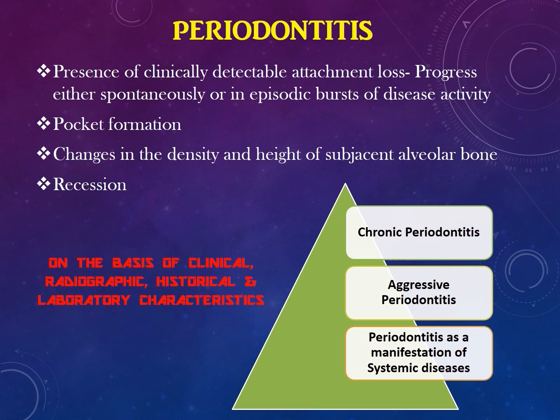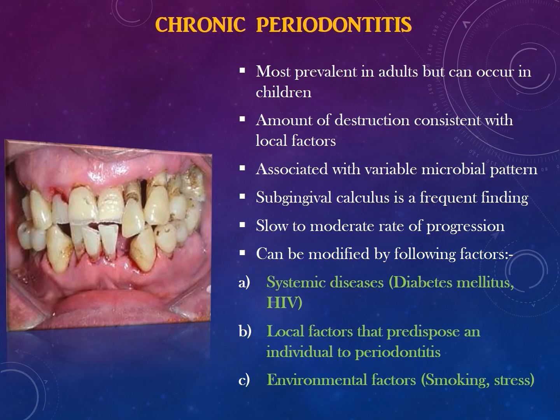Chronic periodontitis. Chronic periodontitis is most prevalent in adults but can occur in children. The age range of more than 35 years that had been previously designated for the classification of this disease has been discarded. Chronic periodontitis is basically associated with the accumulation of plaque and calculus.